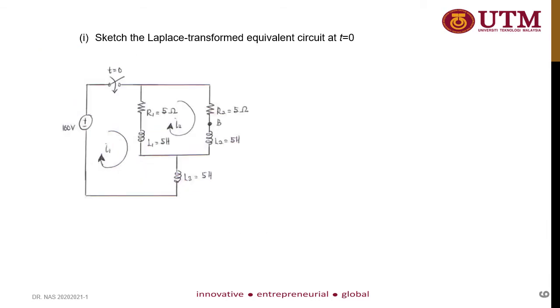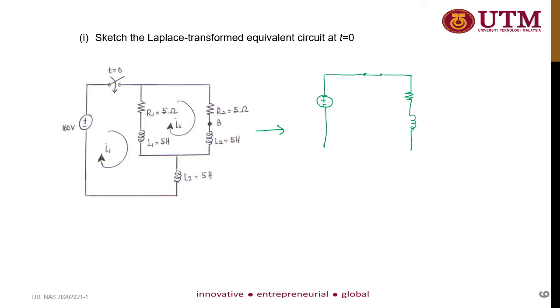Okay, let's look at the first question. Sketch the Laplace transform equivalent circuit at t equal to 0. So you need to convert all components to the S domain. So in this case, we'll be having the source, and then at t equal to 0, now the switch is closed, and then you have the resistor, so R will be staying as it is. And then you have the inductor.